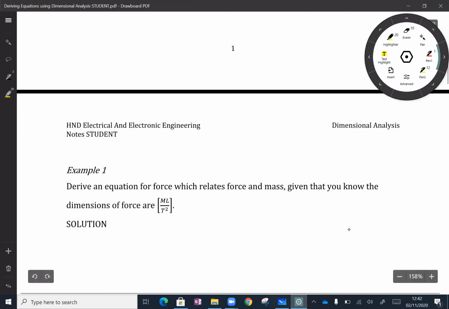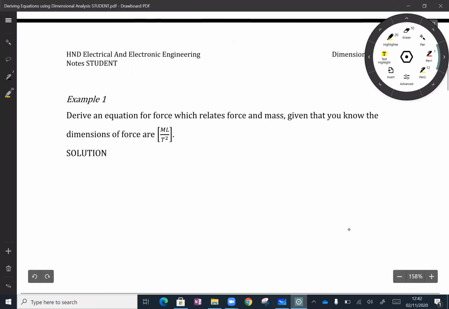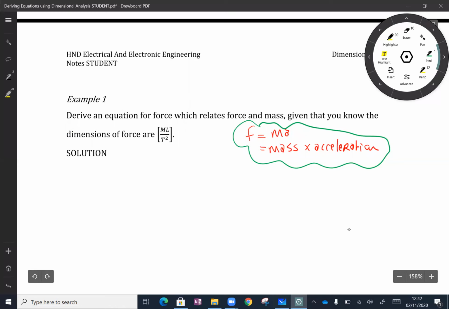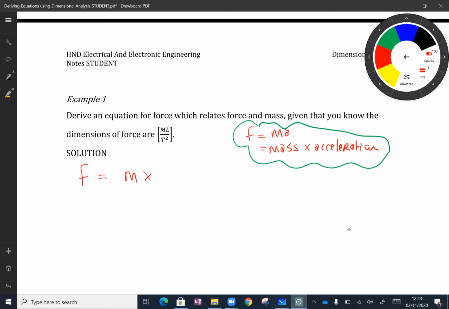There are 4 examples here. First, derive an equation for force which relates force and mass. Probably you know that F equals ma, mass times acceleration. That's what I want to arrive at, but pretending we don't know this, don't write that at the start of your assignment. So we want an equation for force that links mass and some other quantity. Let's call it X.